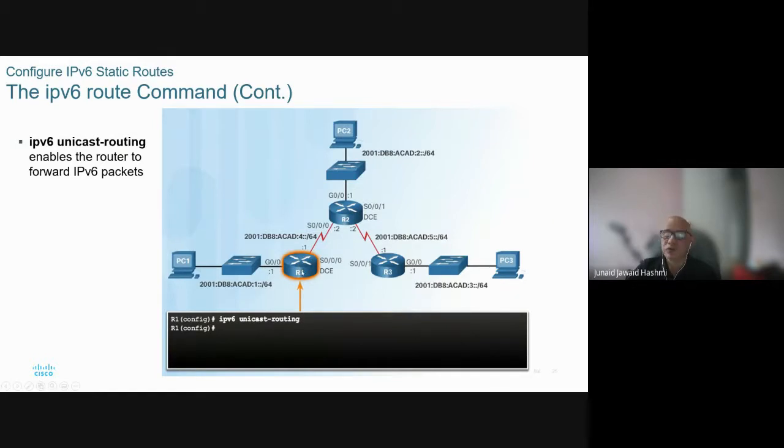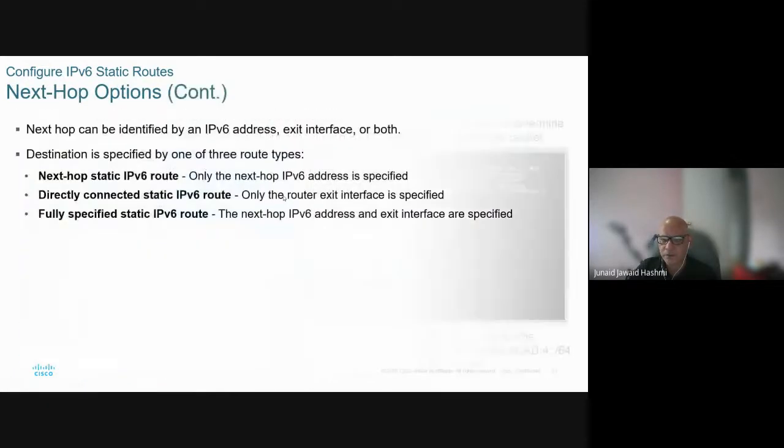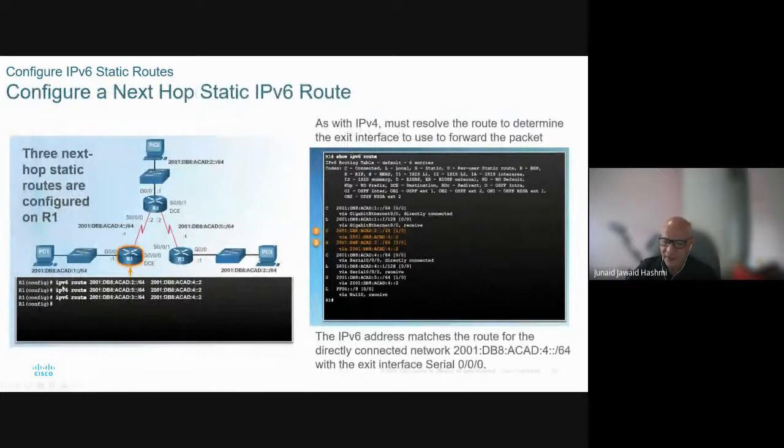The first thing you have to do is enable IPv6 routing. By default, it's not enabled. So you have to enable IPv6 routing, and you have to use this command. And then, just like IP version 4, you configure the routes.